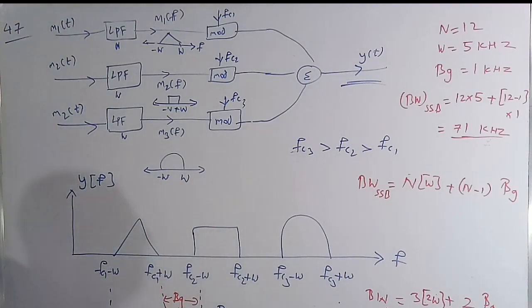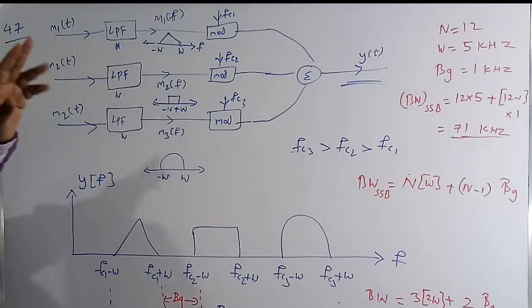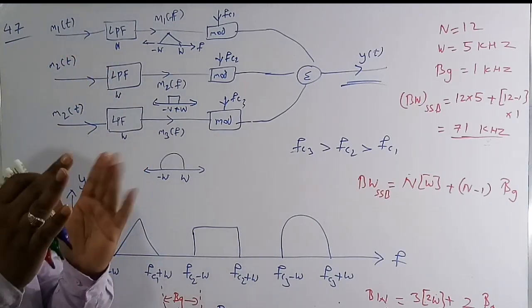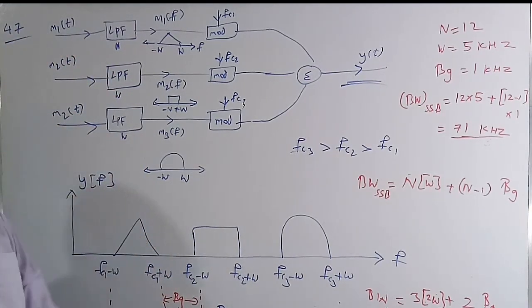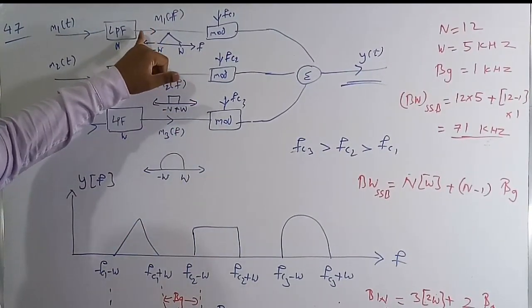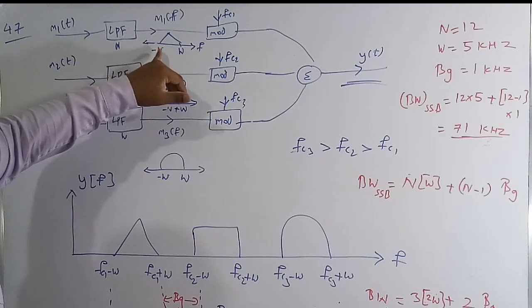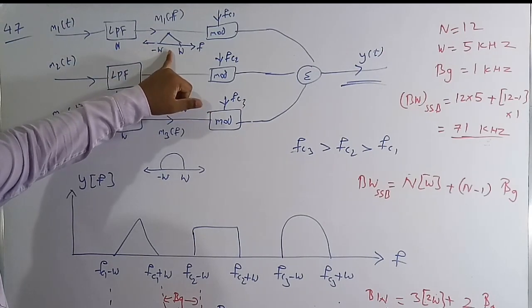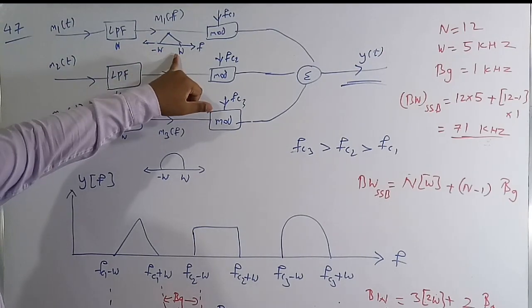So therefore let me assume the cutoff frequency is W. So only frequencies from 0 to W can pass. Let me assume the output of this low pass filter can contain only 0 to W, which means the mirror image, from minus W to 0, also travels.